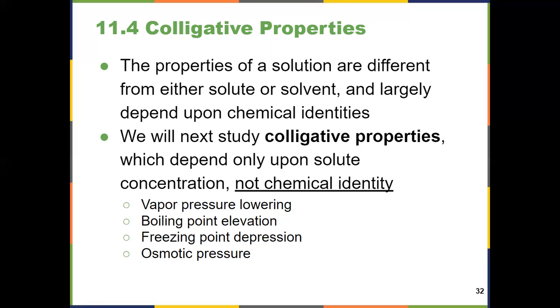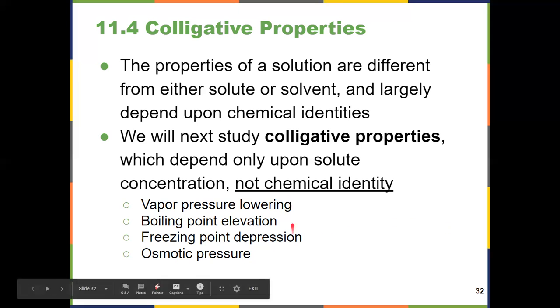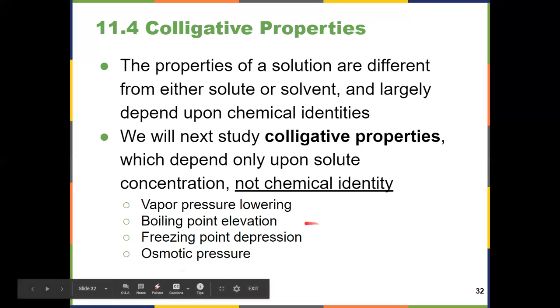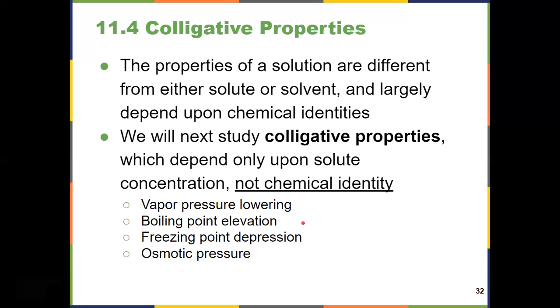Listed below here are the 4 colligative properties that we will talk about: vapor pressure lowering, boiling point elevation, freezing point depression, and osmotic pressure. You'll see that these two in the middle have very similar calculations. Acidity, density, viscosity are others, but those 4 that are listed are really what we're focused on here in 11.4.